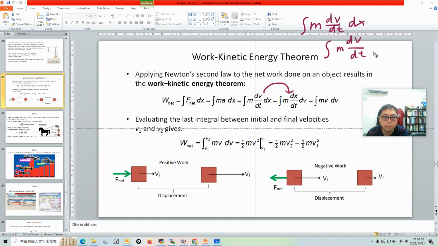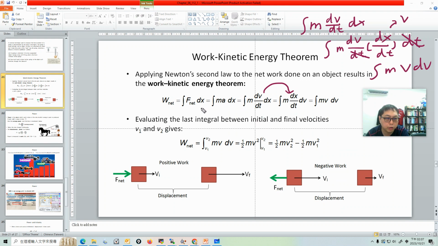He intentionally makes dx divided by dt and multiplies by dt again, and these cancel out. So you are left with m, and this becomes v. You are left with m v dv. It's called changing variable. You will learn this in calculus; this skill is called changing variable.